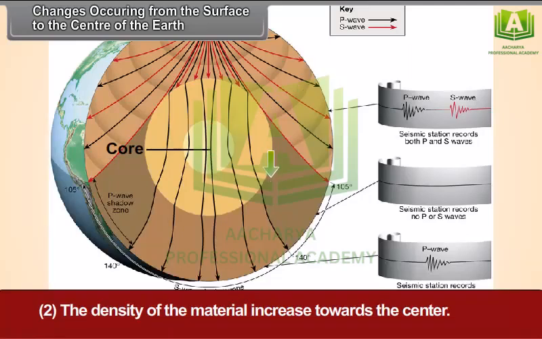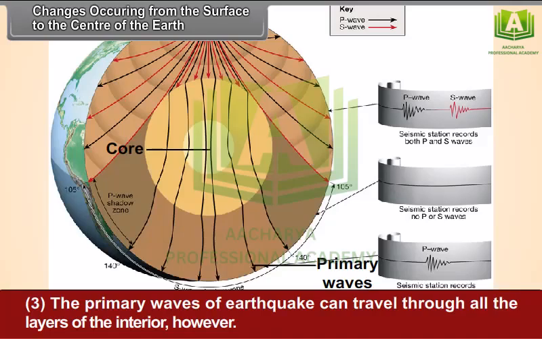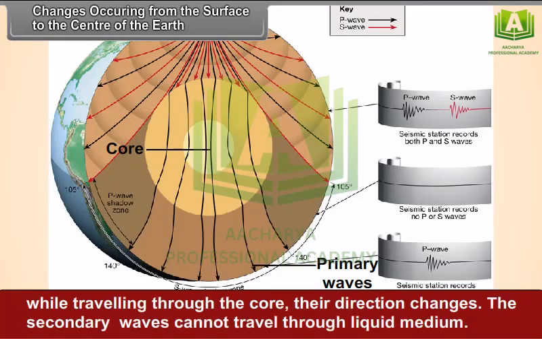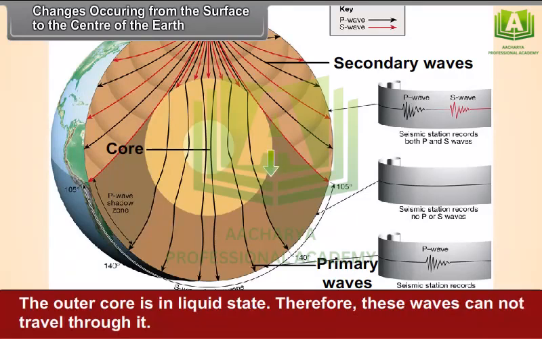Number 2. The density of the material increases towards the center. Number 3. The primary waves of earthquake can travel through all the layers of the interior. However, while traveling through the core, their direction changes. The secondary waves cannot travel through liquid medium. The outer core is in liquid state. Therefore, these waves cannot travel through it.